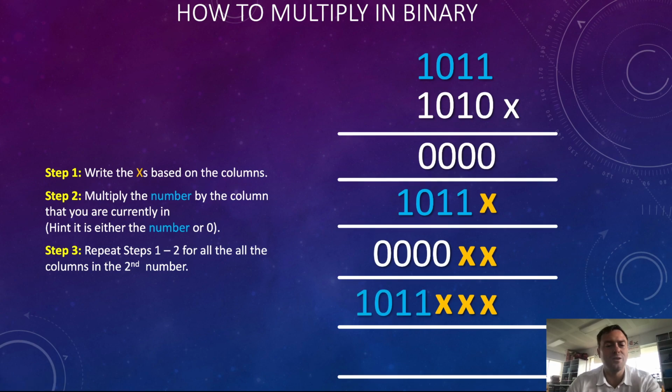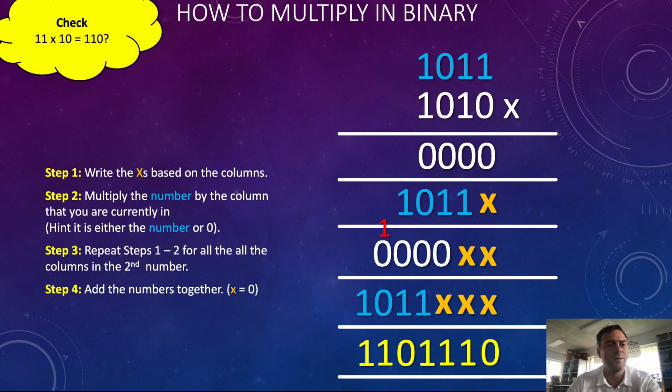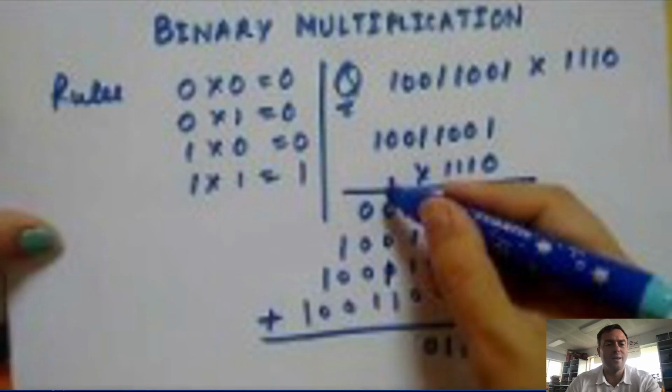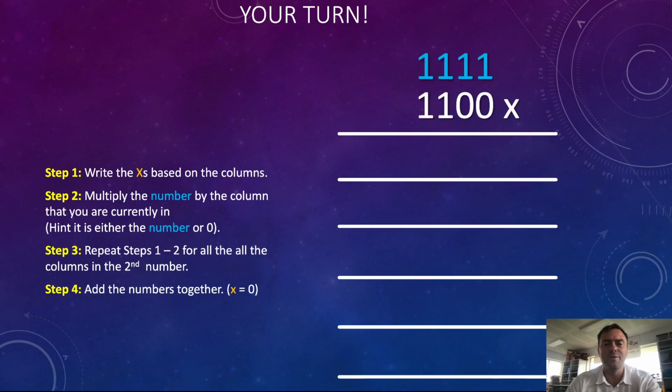Once you've done that, then you just filter through the columns, add them together as so, and then you have them all added together and you get that number. And then you can always check it. So 11 times 10 in decimal is 110, and then check your number at the end. Is it 110? If it is, you've done your job. There's a cool video there that you can have a look at if that didn't make sense, but hopefully that worked. So have a go now, pause the video, see if you can do this.